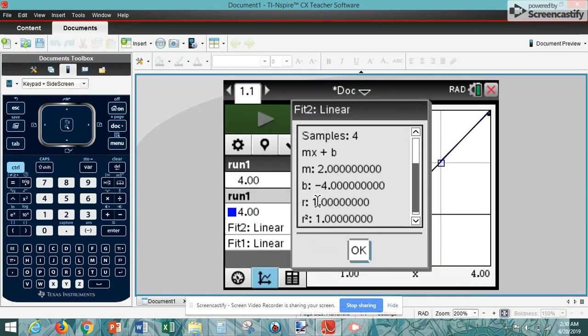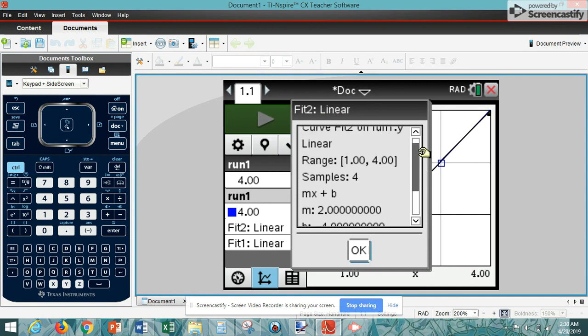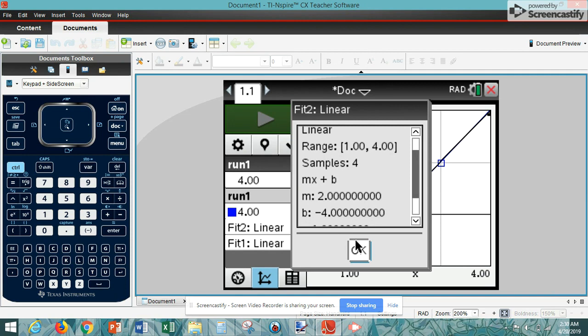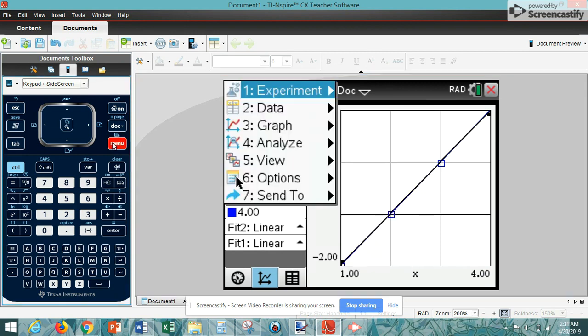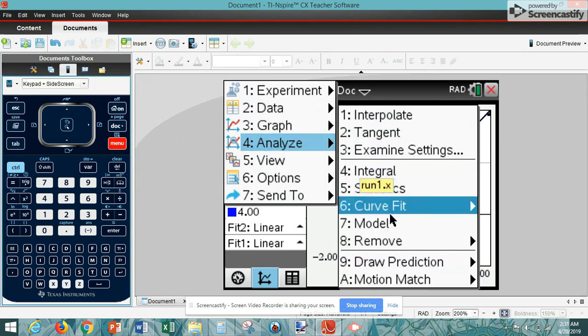Okay, in this case, R is 1. That's as accurate as it can get. M is 2, B is -4. Now let's just see what we would get if we did exponential instead.